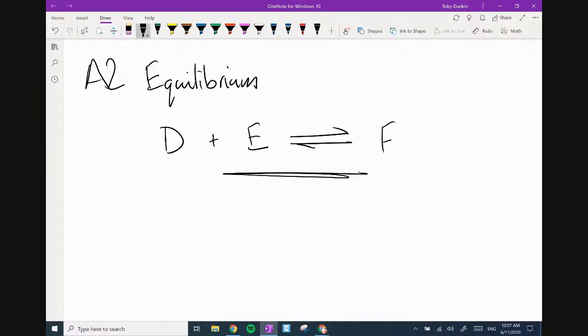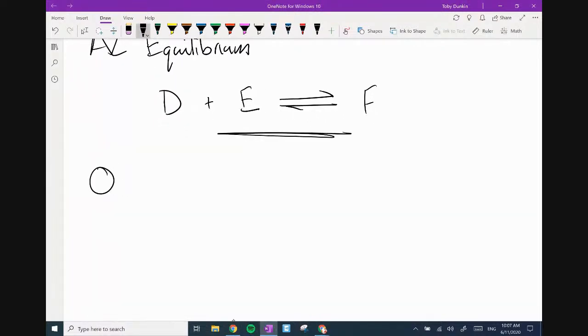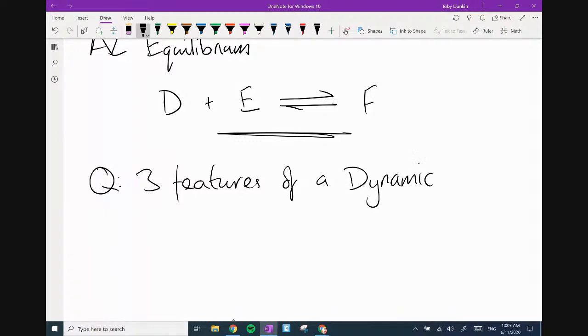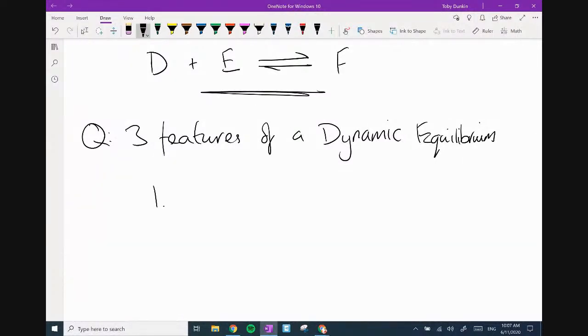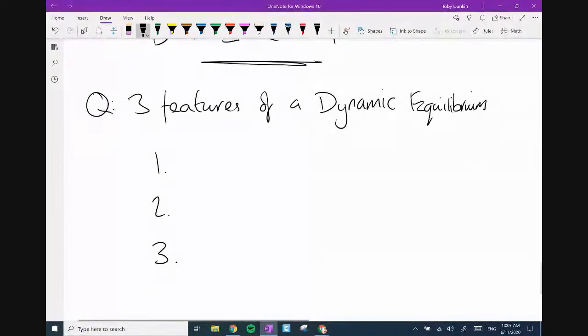Well, hang on a sec. This is where I drop back to AS and I go to Ivan. Ivan, this is your fault. I want you to answer. I'm pointing at my laptop screen. Ivan, give me the three features of a dynamic equilibrium. I taught it to you. Let's see if I taught it well. Feature one, feature two, and feature three. Let's see how long it takes, Ivan. By the way, Ivan, if you've got no idea, just put in the chat, I don't know.